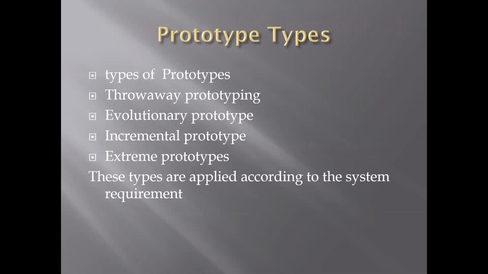So there are 4 different types of prototypes, and there are a bit more, but I'm going to explain them afterwards. Types of prototypes: throwaway prototyping, evolutionary prototype, incremental prototype, extreme prototypes. These types are applied according to the system requirement. Okay. So there are different models of prototype to look like waterfall, modified waterfall, rapid development. These models are used for SDLC, software development lifecycle. So these are the different models that are used in SDLC as well, excluding these ones.